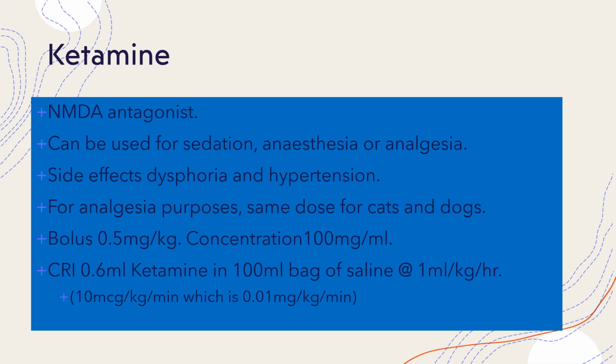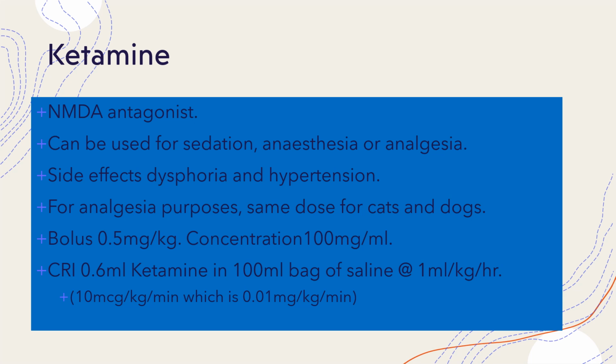So the next drug is ketamine. Ketamine is an N-methyl D-aspartate receptor antagonist, and these receptors play a role in neurological function. Ketamine can be used for sedation, anesthesia or analgesia. Side effects are commonly dysphoria and hypertension, but for CRI purposes, it's for analgesia. And for analgesia, it's the same dose for cats and dogs.